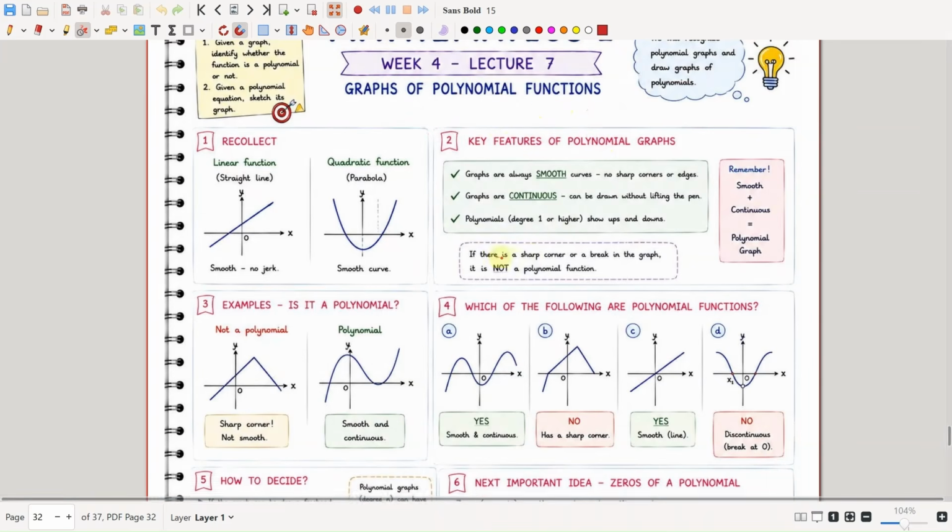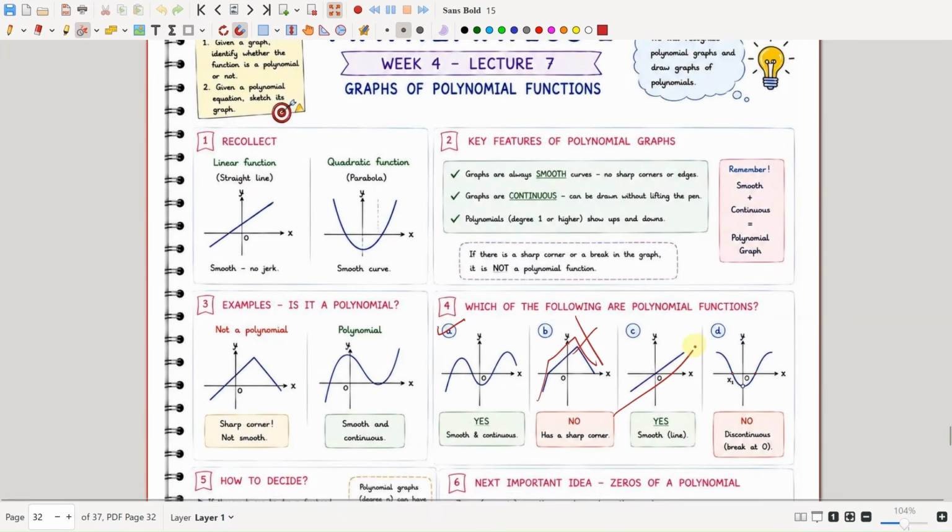If there is a sharp corner or break in the graph, then it will not be a polynomial function. See, this is not a polynomial function, but this is smooth and continuous. Therefore, it is a polynomial function. See, this is a polynomial function. This one has some sharp edges. Therefore, it is not a polynomial.